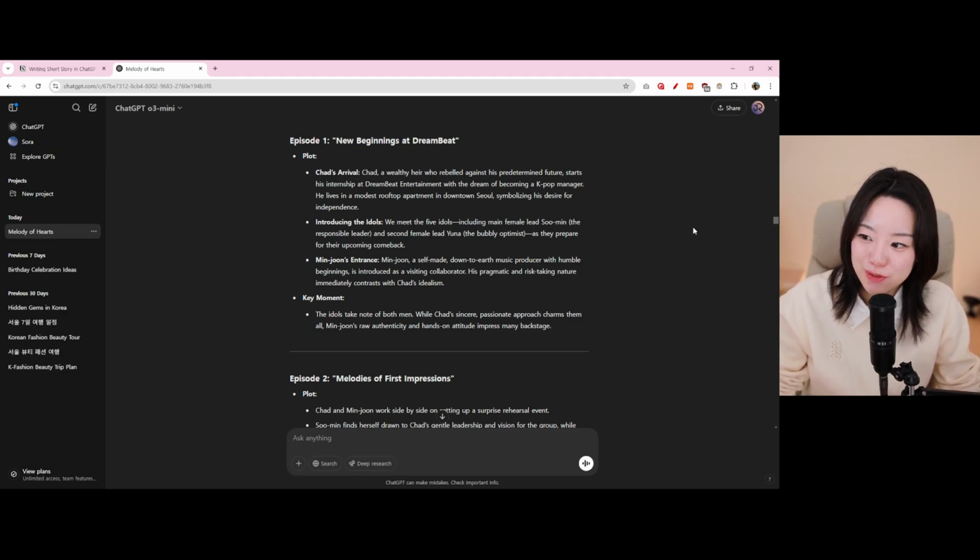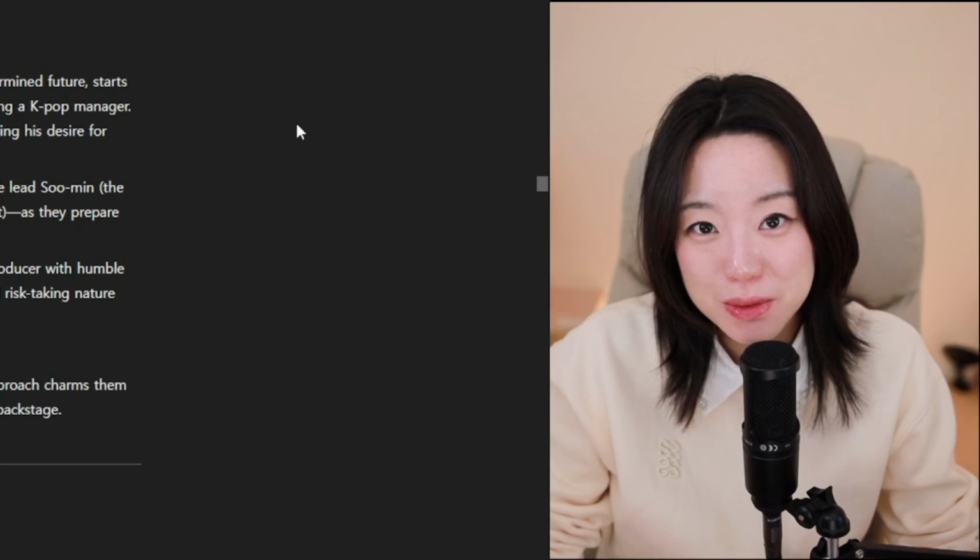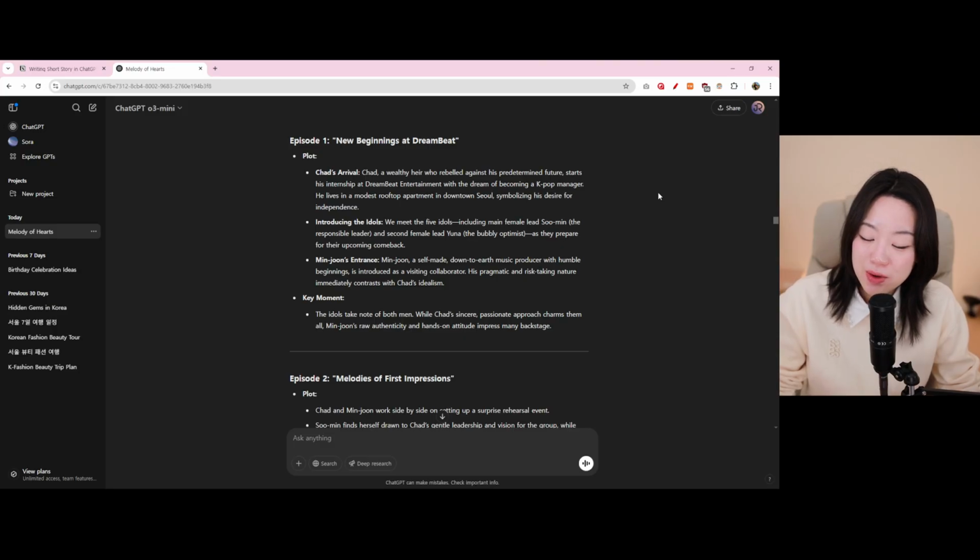So you can see that the first line starts right away with the wealthy heir who rebelled against his predetermined future, started his internship at Dreambeat Entertainment with the dream of becoming a K-pop manager. And now that we got the personality along with the names of the K-pop idols, they started mentioning them in more detail throughout the story outline. As you can see, they are introducing the idols.